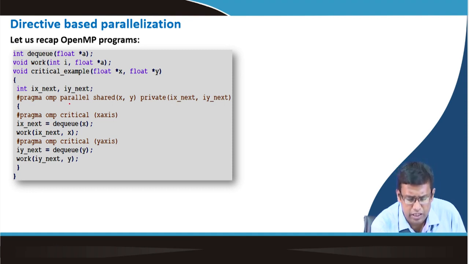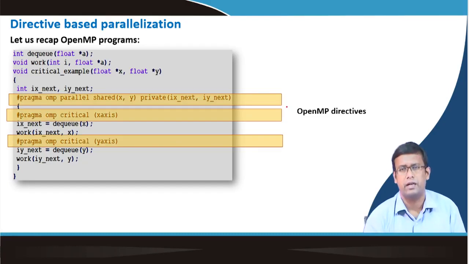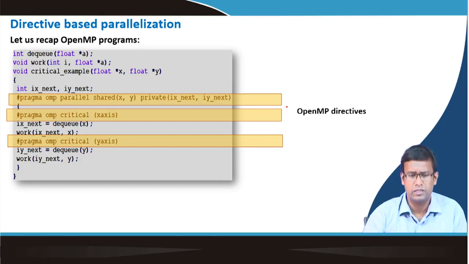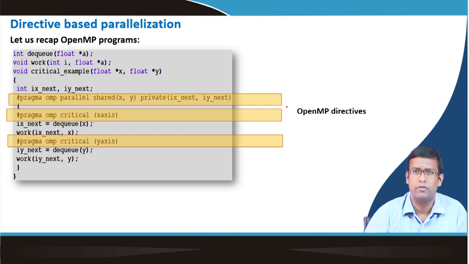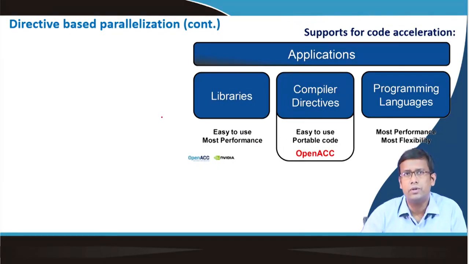So, this region will be parallelized, this region will be critical. This is called by OpenMP directives, right. These statements, hash pragma or exclamation OMP for Fortran, or hash pragma for C, are the OpenMP directives. In OpenACC, similar directives are used for parallelization in multi-core CPUs and/or accelerator cores or GPU cores. So, let us look into directive based parallelization in a little more detail.